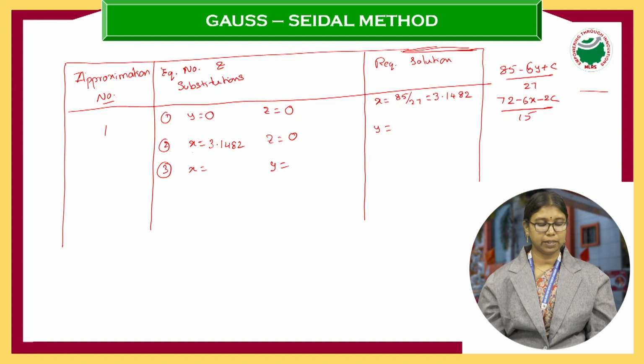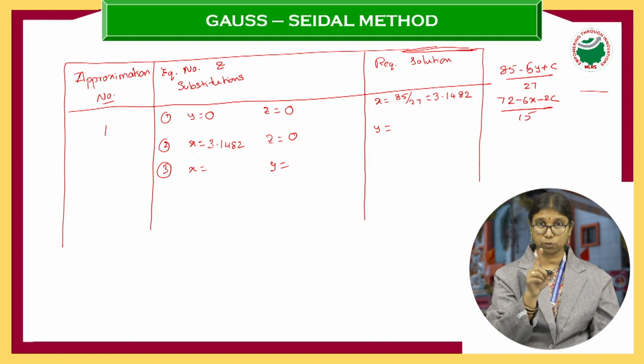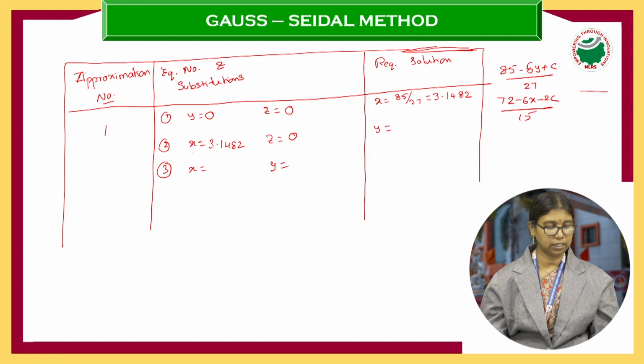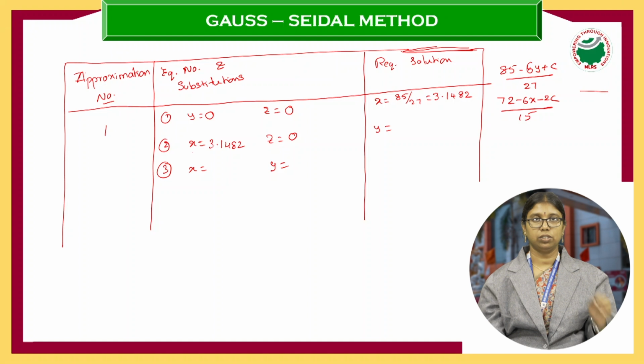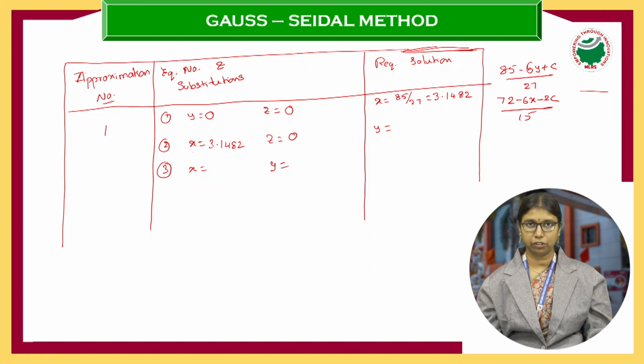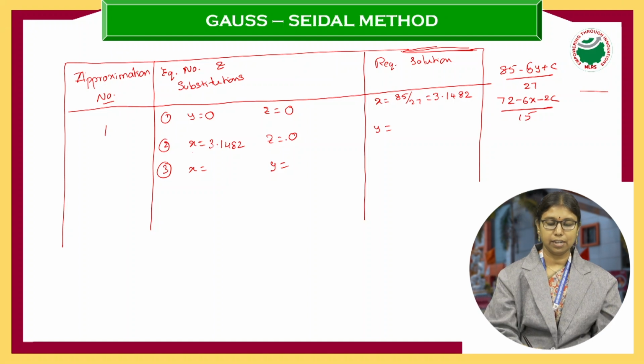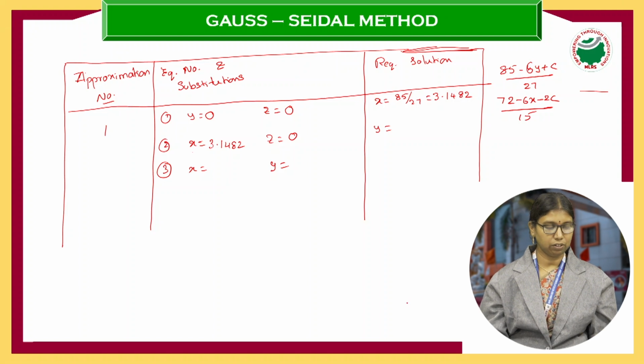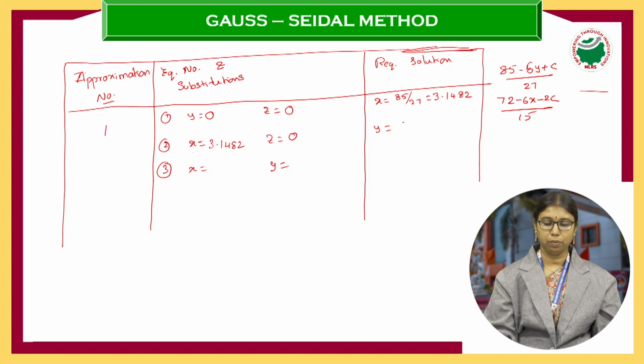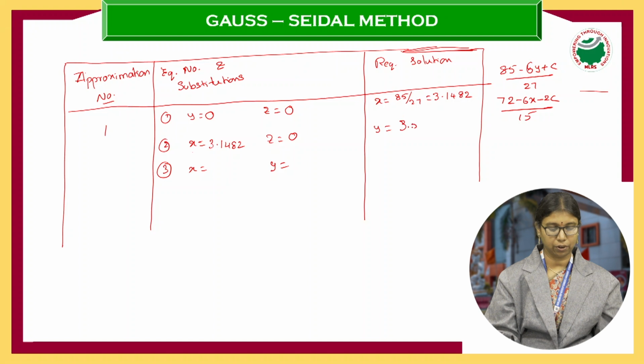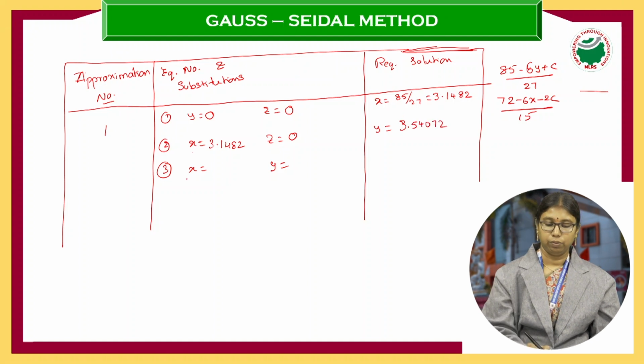You have to enter this equation in your calculator. Now press the calc button. It asks x question mark. Your x value is 3.1482. Then press equal to. You just type 3.1482 in your calci and press equal to. Then it asks z. So your z value is 0, equal to. Now it gives y value as 3.54072.